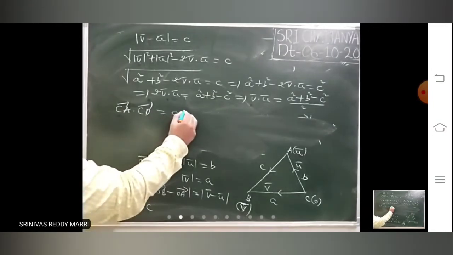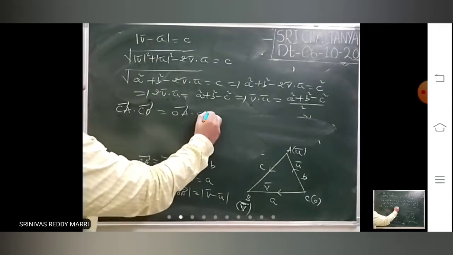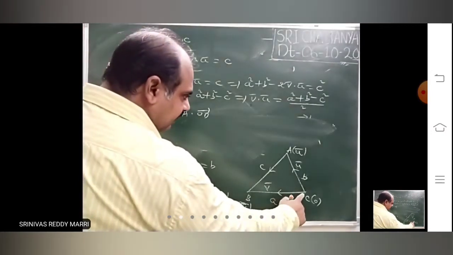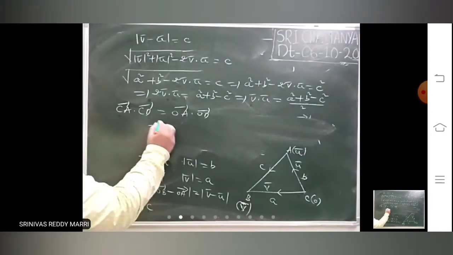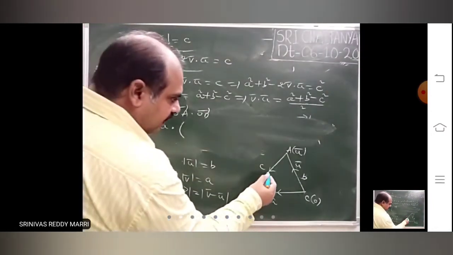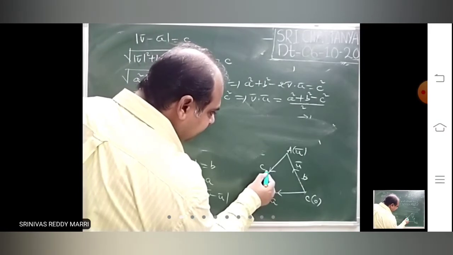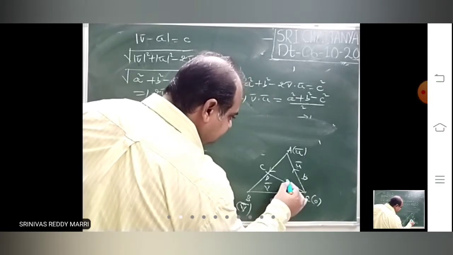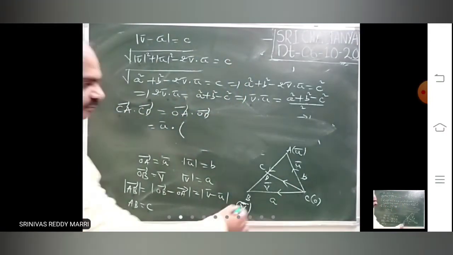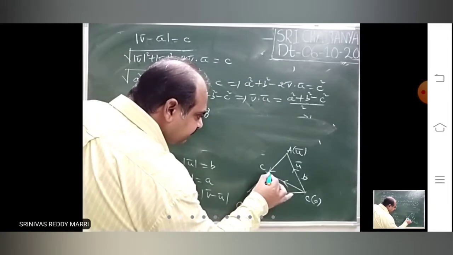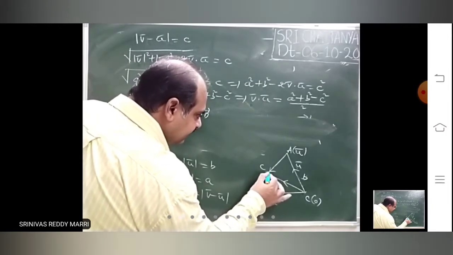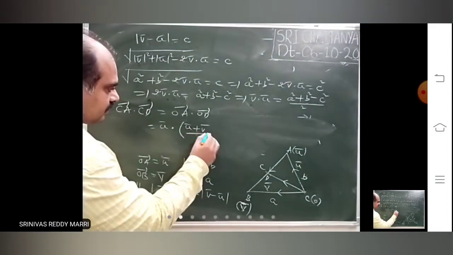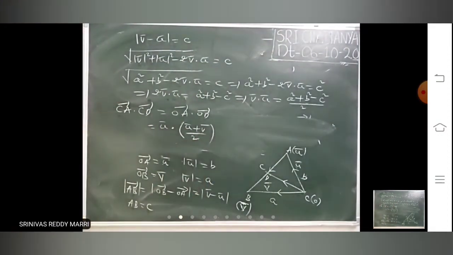See, I have taken origin. OA bar dot OD bar. OA bar means U bar, dot... look, D is the median. CA bar is this, CD bar is this. So OD bar means what? Position vector of D. This is the midpoint. What is the position vector of this? This plus this divided by 2.